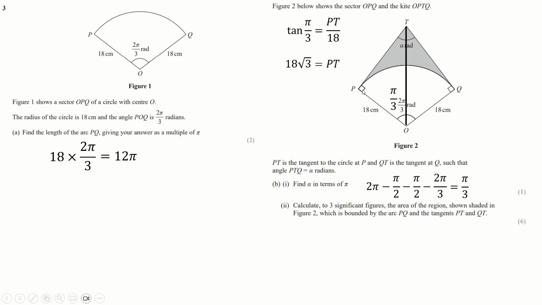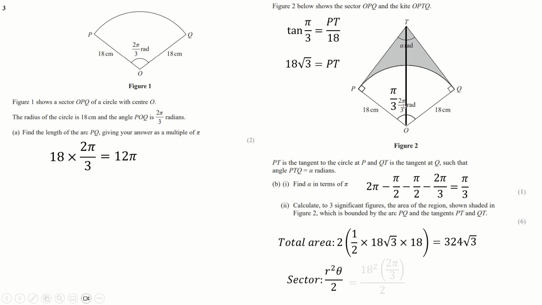Therefore, the area of this triangle is a half times 18 times 18 root 3. Just half times base times height, right angle between them. Double that to get the area of the entire quadrilateral, and we get this. And then, of course, the area of the sector is just r squared theta over 2, where r is 18, theta is 2 pi over 3, and we get this.